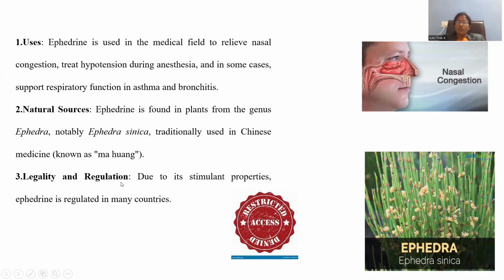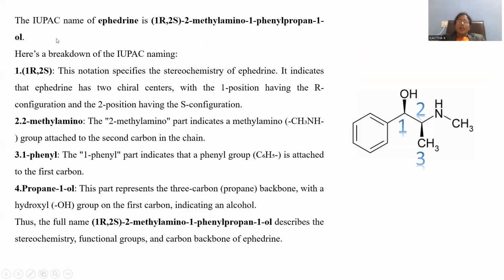It is not open access to each and everyone; rather, it is, to some extent, a controlled, regulated one because of its misuse. Due to its stimulant properties, ephedrine is regulated in many countries. Usage under observation, usage in a controlled way, is observed for this drug called ephedrine. Let's go with the nomenclature of the compound.